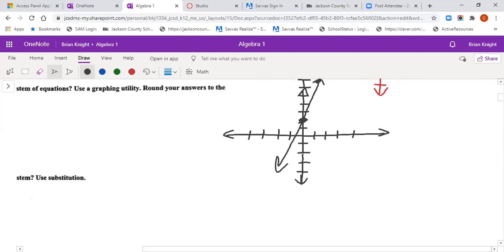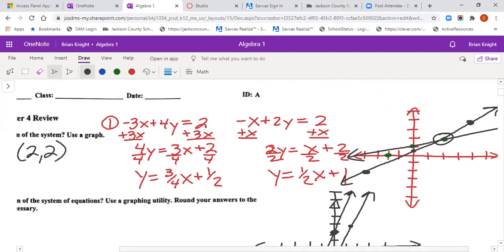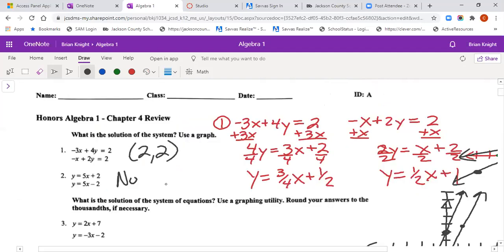What was the other y-intercept? -2. And its slope is 5 as well. So 1, 2, 3, 4, 5 over 1. And those lines are what? Parallel. So when they're parallel, the answer is no solution. So don't forget to write your answer. No solution. Okay? Any questions on those first 2?